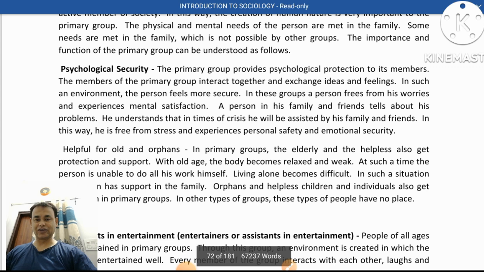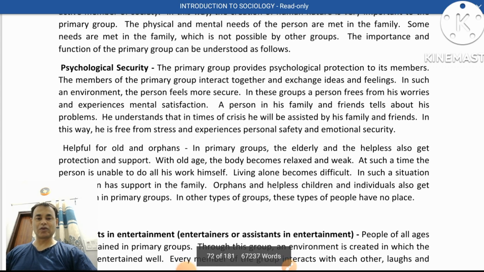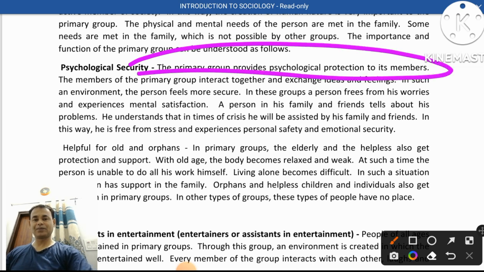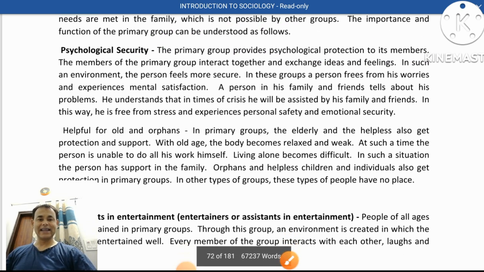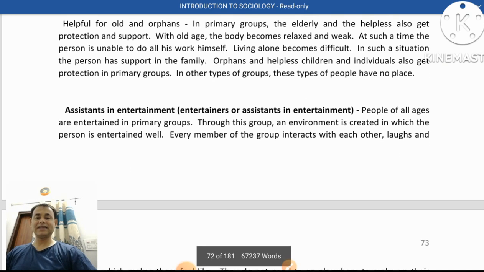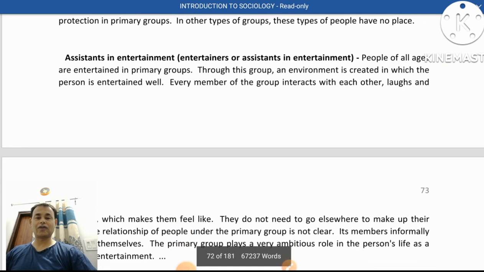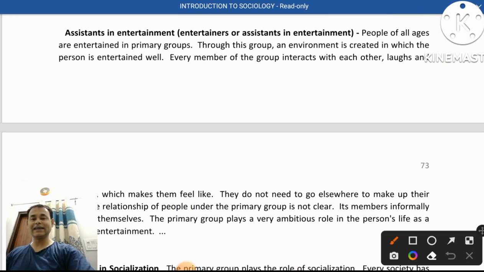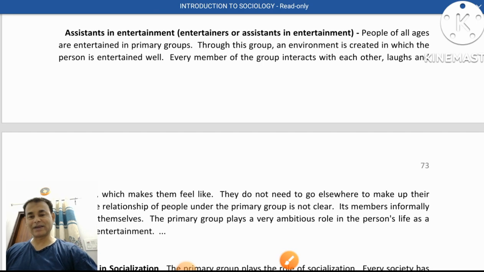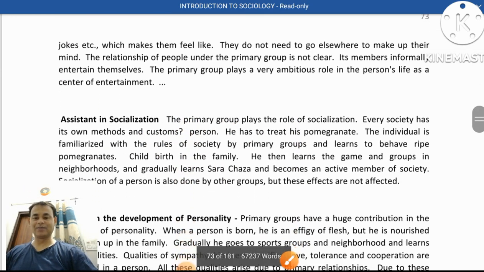Psychological security: the primary group provides psychological protection to its members. The members of the primary group interact together, exchange ideas and feelings. In such an environment, the person feels more secure. Assistance in entertainment: people of all ages are entertained in the primary group. Through this group, entertainment is created in which the person is entertained well.